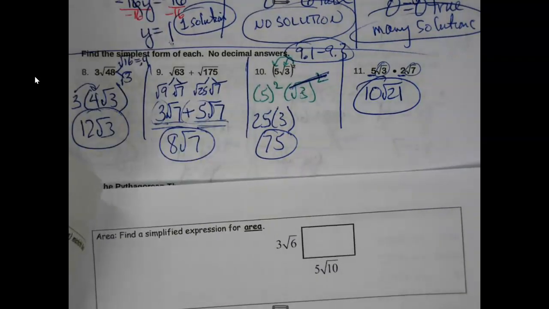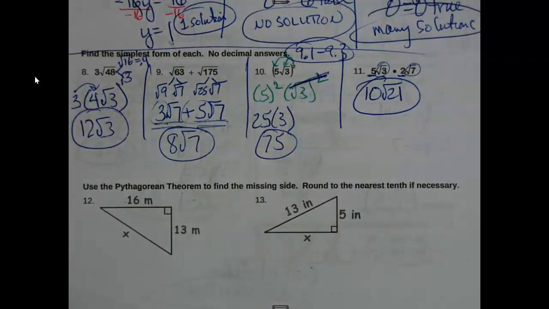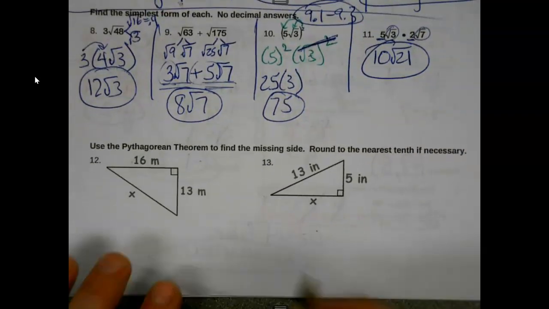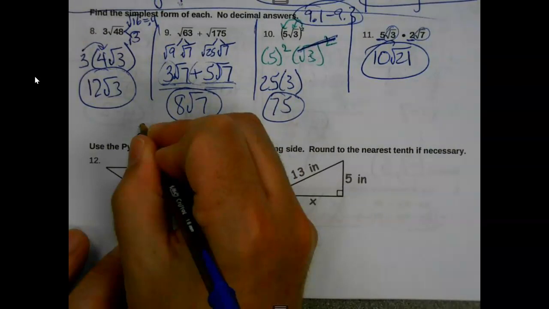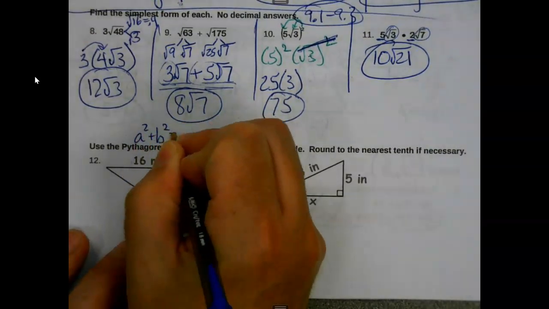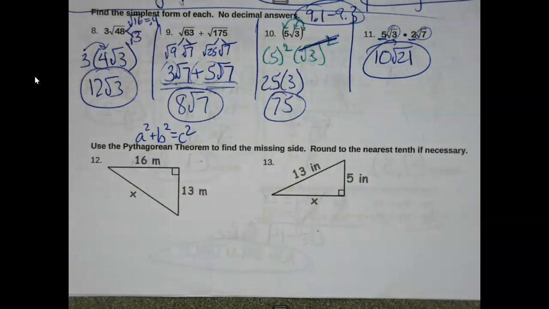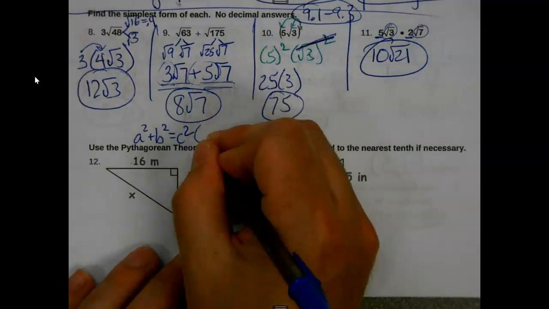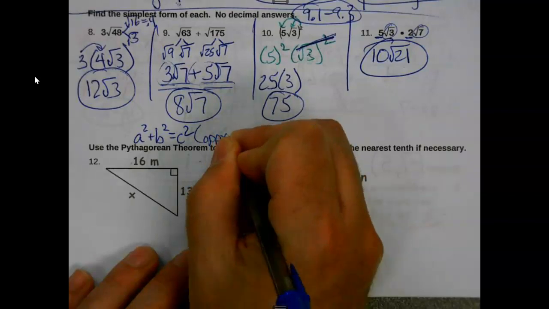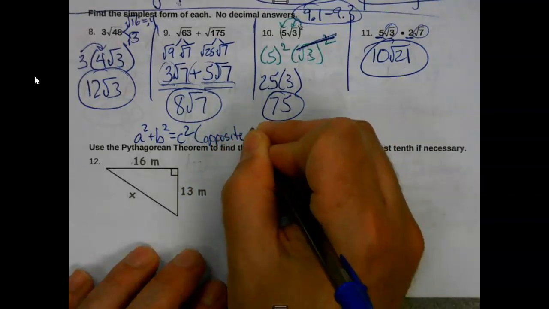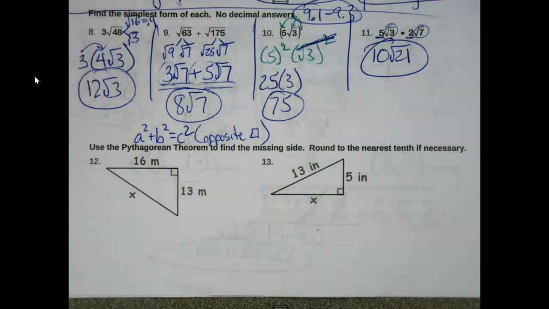Let's see. Pythagorean theorem. Now I'm trying to think of the specifics. Oh, that's right. We just worked that into what we were doing. Pythagorean theorem. A squared plus b squared equals c squared. You're like, okay, Hardy, how do I know what the c squared is? The c squared is opposite of your right angle.